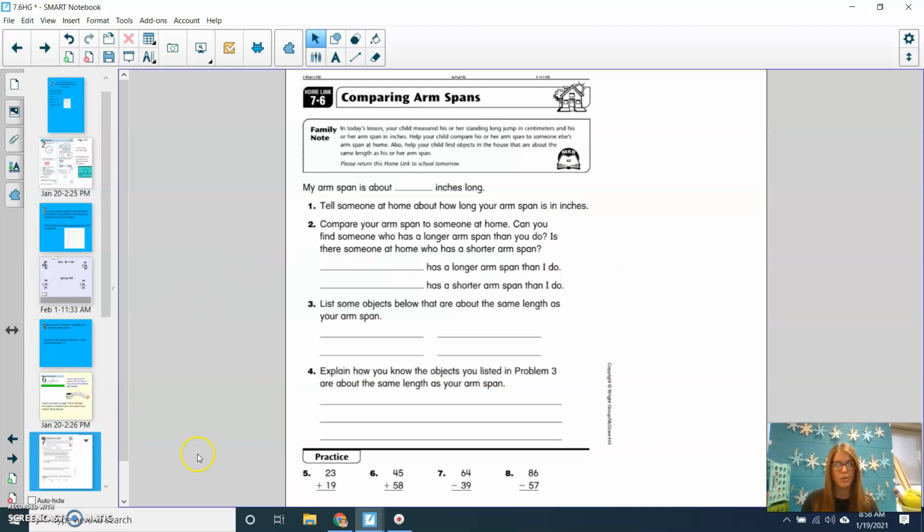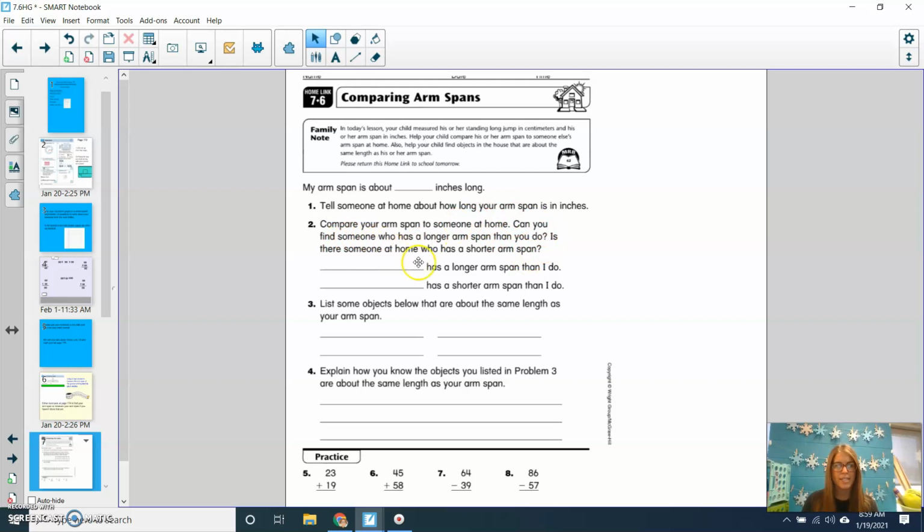All right, second graders. So we should already have our arm span, and so we're going to use that Home Link 7.6. So could you write down your arm span is how many inches long? And then you could think about that or tell someone at school how long your arm span is. But then we're going to do a little bit of comparing. So you're going to compare your arm span to either someone at home or someone at school.